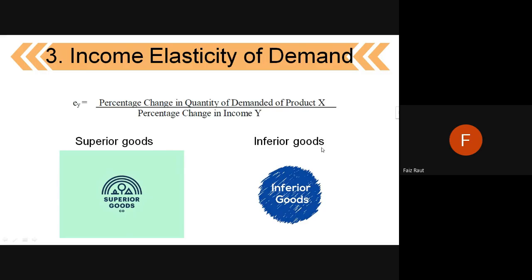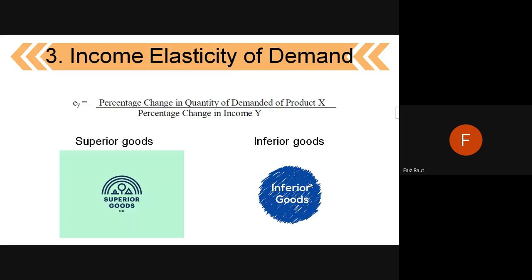The same thing: the price of a product is the same but the income of the consumer is increasing. Maybe he was eating normal rice, 40 rupees rice, daily, because he had a certain income. Now his income is rising very fast, and the price of that rice is still 40 rupees itself.